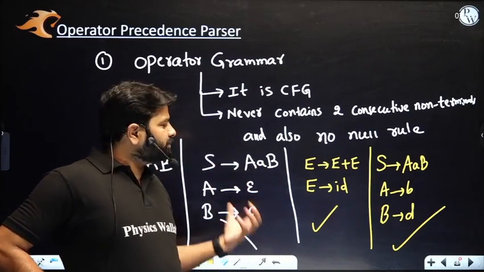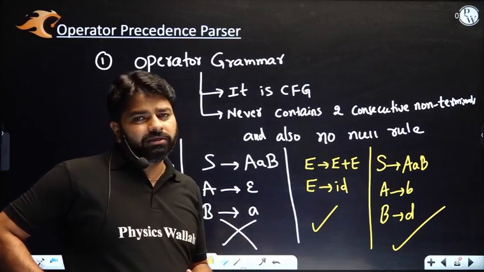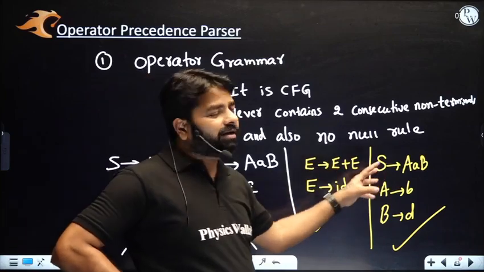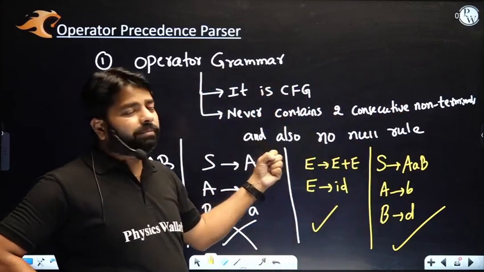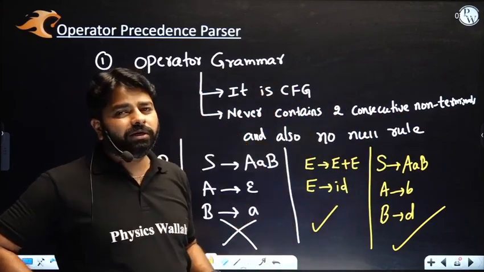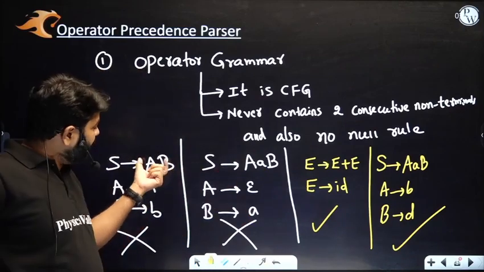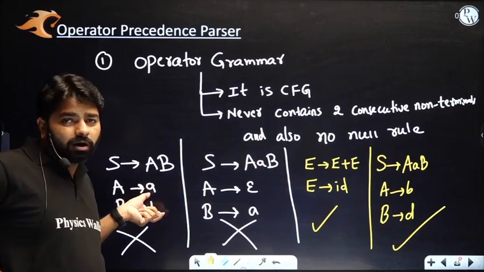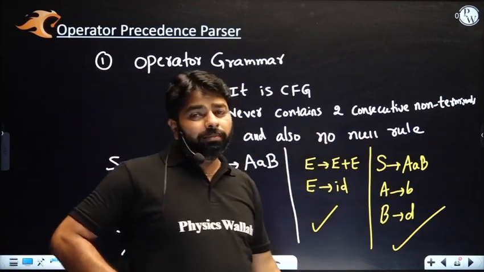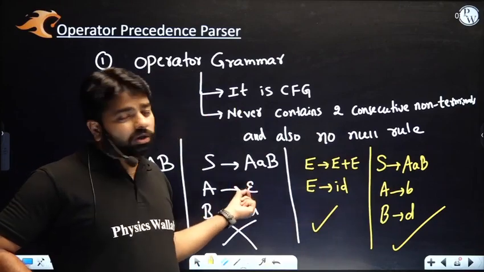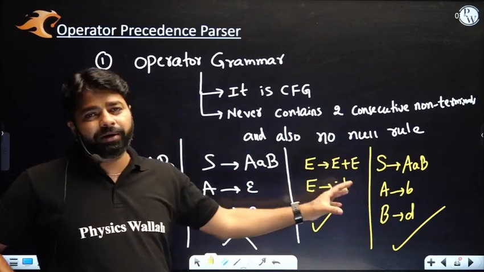Because in expressions we have operators and operands. To understand their behavior, this rule is going to help us a lot. So always don't keep two consecutive non-terminals, as that may give a different meaning. Two operands may come without an operator, which might be one problem. And because of a null rule, you might miss operands. So this is very, very important to write the operator grammar.